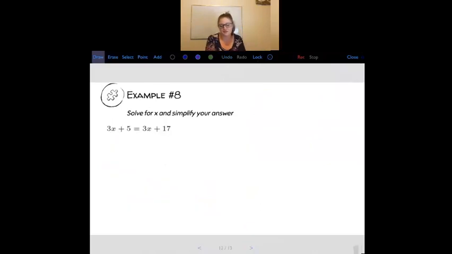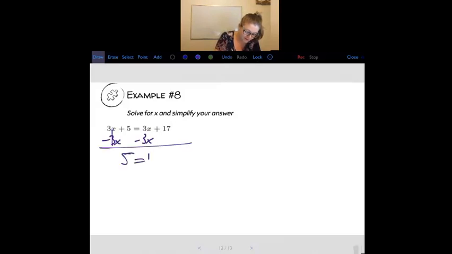In our last case, you might already know what it is, but let's go ahead and solve. We have 3x plus 5 is equal to 3x plus 17. Get our x's together, so we have 5 equals 17. Is that true? No. If I had $17, I wouldn't want somebody to say I had $5. So this is not true, nor is it ever going to be true. So this is a case of no solution.